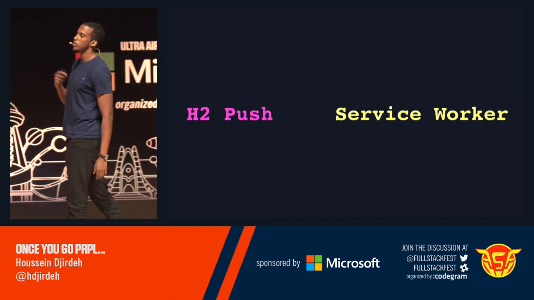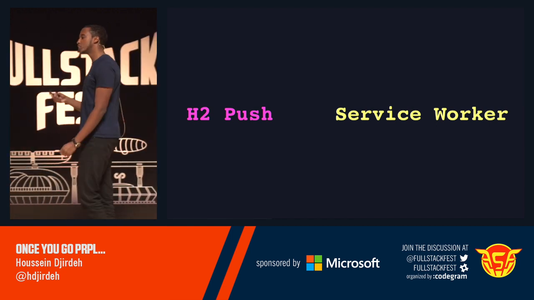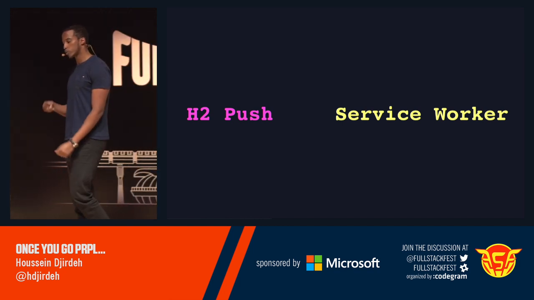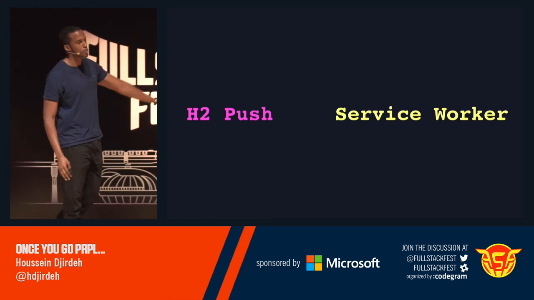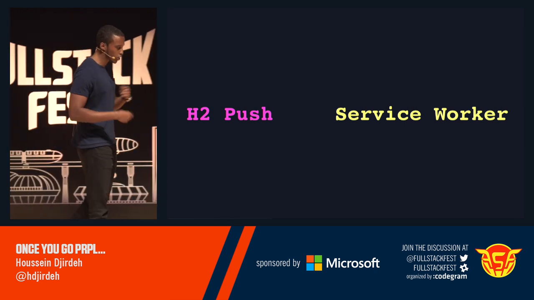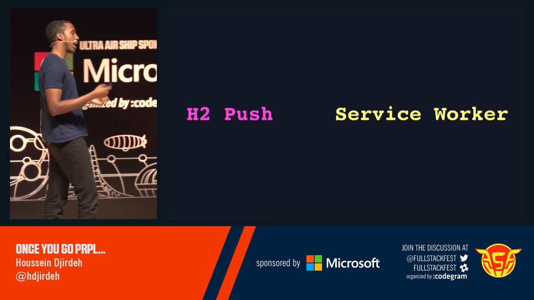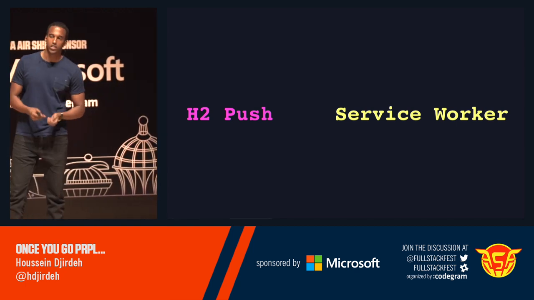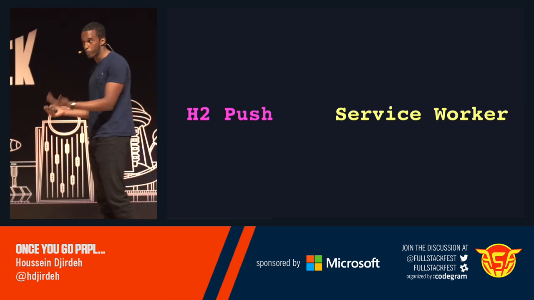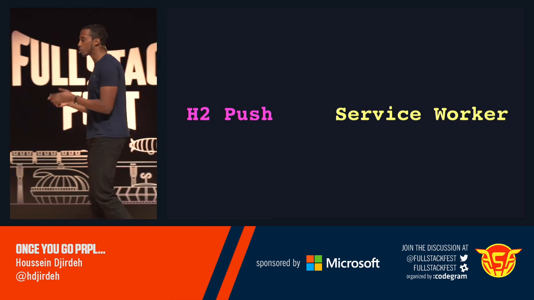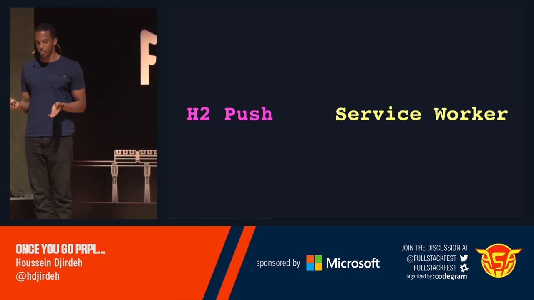So remember how we talked about H2 push earlier and how it's not cache aware? So this is where service workers can be useful, because service workers store information in a separate cache than the browser's HTTP cache. So let's revisit our original scenario one more time. I load an app for the very first time, and I have server push enabled. What happens is the server pushes down some critical assets to your user, and you can get a really fast first page load. Now, your service worker is acting as the middleman here, so now it knows to cache that resource if you ask it to.